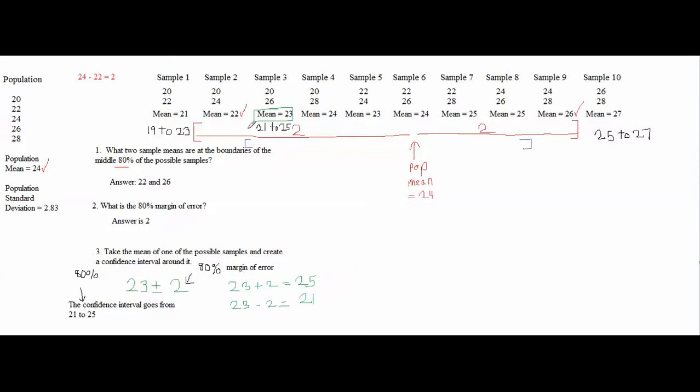The way I think about it is, if there's 6 inside of here, there's 4 that aren't inside of there, which would mean 2 below down here and 2 above up here, and then 6 would be in the middle. This would be the middle 6. So the boundaries of the middle 60%, meaning the middle 6, are 23 and 25.